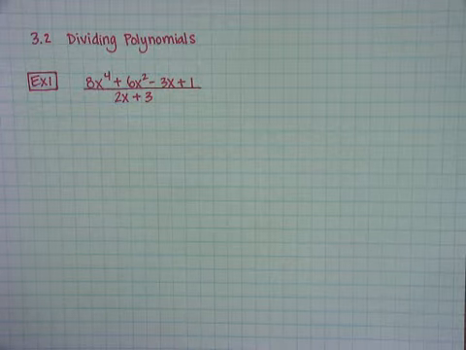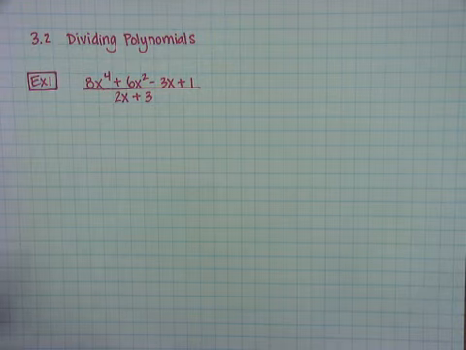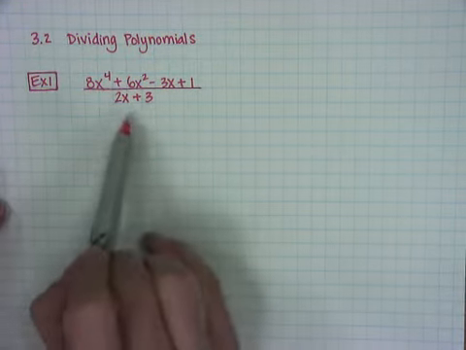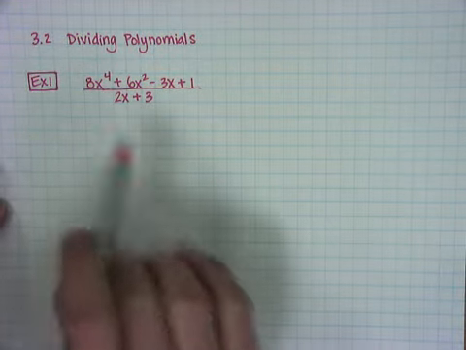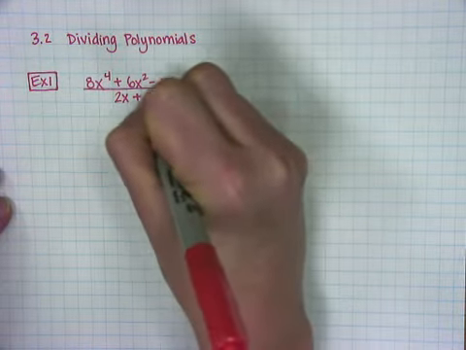Hey pre-calc, so we're going to be dividing polynomials today, and for right now we're going to stick with polynomial long division because it always works. To start, if I see a problem like this, I'm going to turn it into a long division problem. So I'm going to put the number on the bottom, in my denominator.